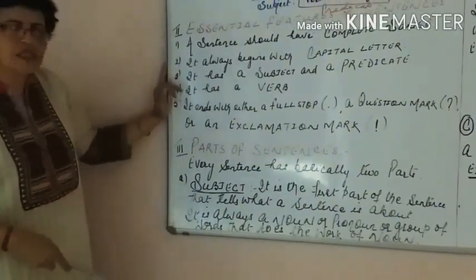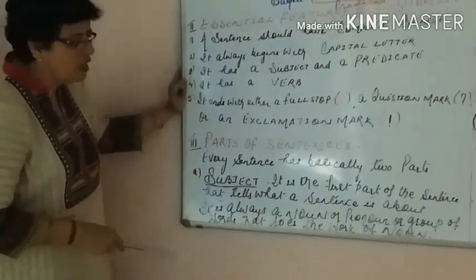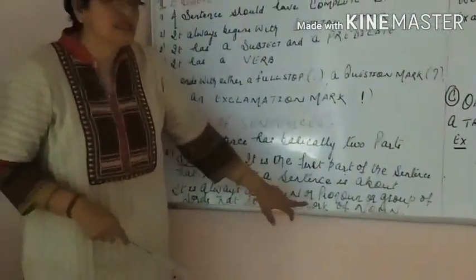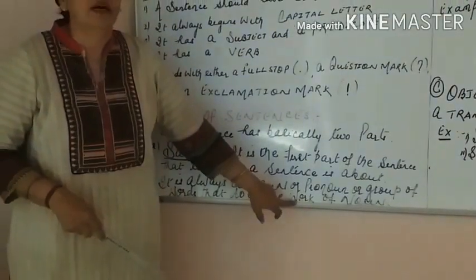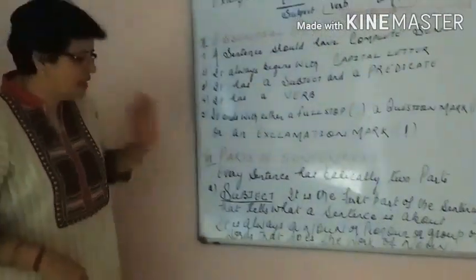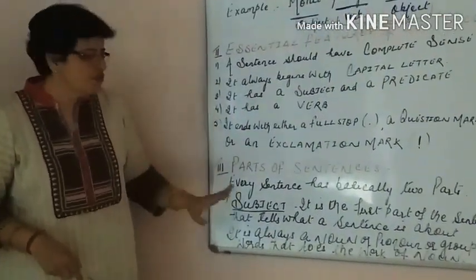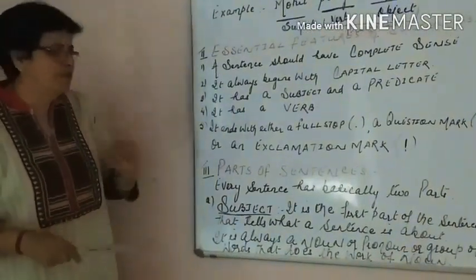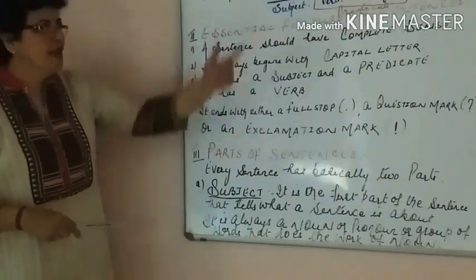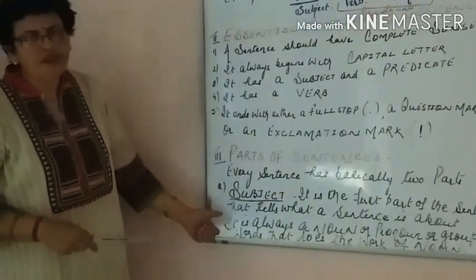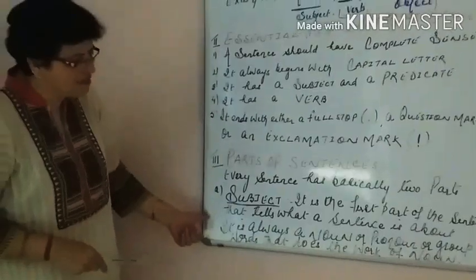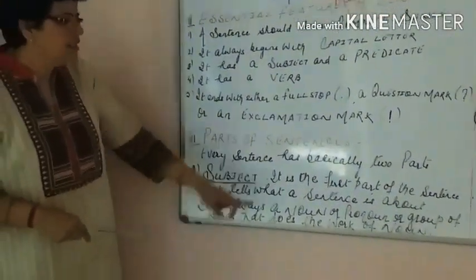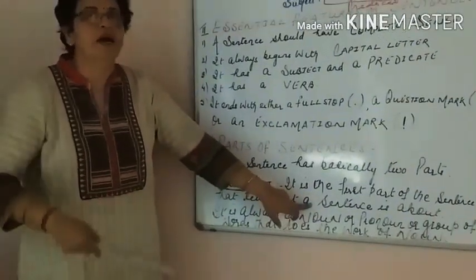It is always, second point, it is always a noun or a pronoun or a group of words that does the work of a noun. I repeat once again, please note it. Parts of a sentence. The sentence has basically two parts, subject and predicate. I'm taking up the first part, I'm defining what is a subject. The subject is the first part of a sentence that tells what the sentence is about.